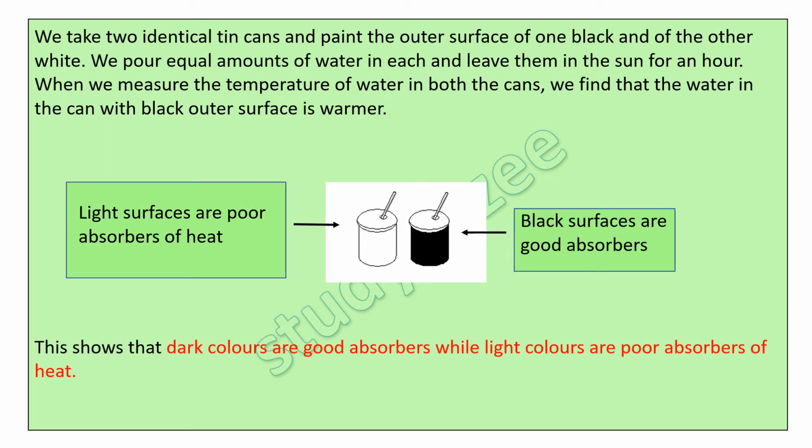We take two identical tin cans and paint the outer surface of one black and of the other one white. We pour equal amounts of water in each and leave them in the sun for an hour. When we measure the temperature of water in both the cans, we find that the water in the can with black outer surface is warmer. This shows that dark colors are good absorbers while light colors are poor absorbers of heat.